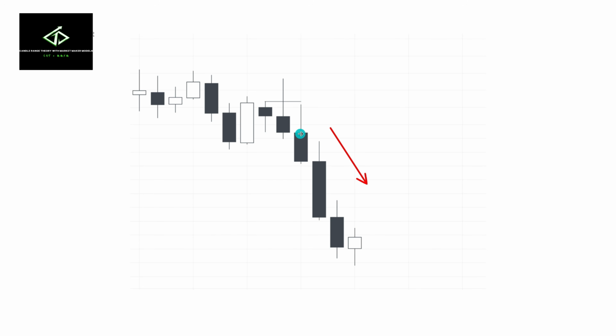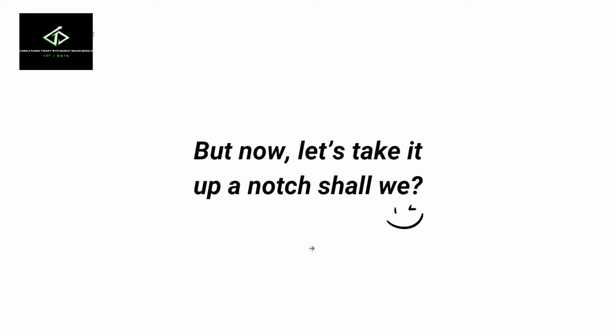So now what do we know? The next candle opens, rallies up, drops lower. Open, high, low, close. And now we're starting the shift into bearish momentum. Again, notice how we have this bearish engulfing that forms right before a big price move. But now let's go ahead and take it up a notch, shall we?